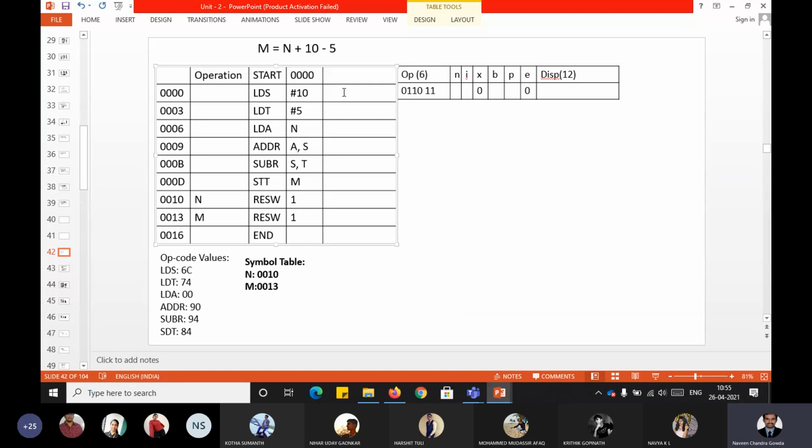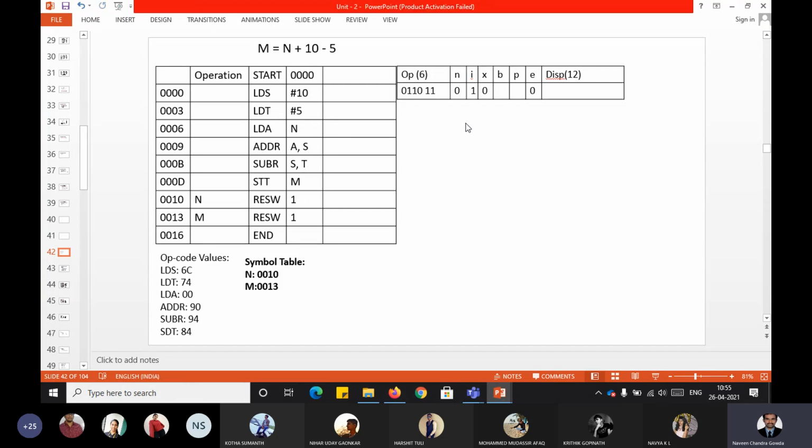If your operand is preceded with the hash, then it is an immediate addressing mode, for which I will be set as 1, whereas N will be set as 0. I repeat, N will be set as 0.